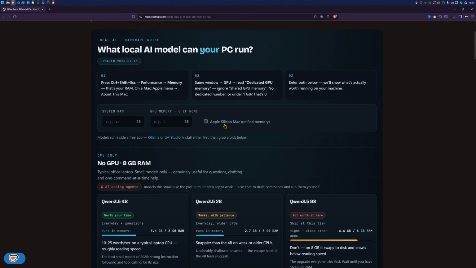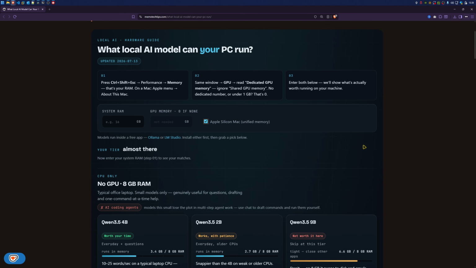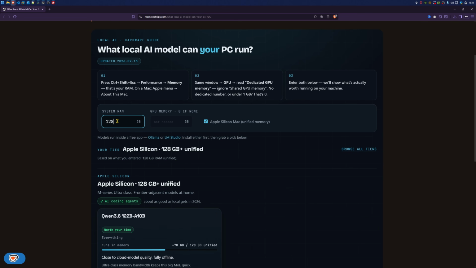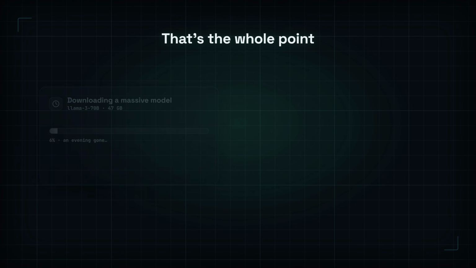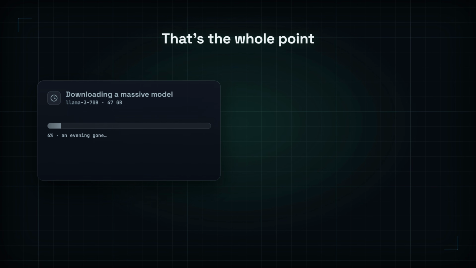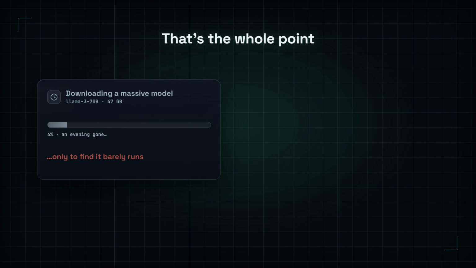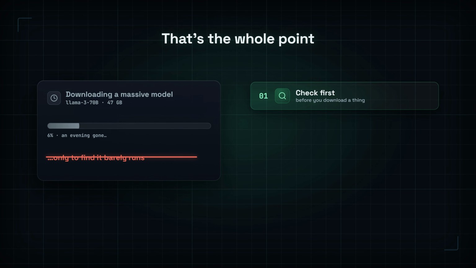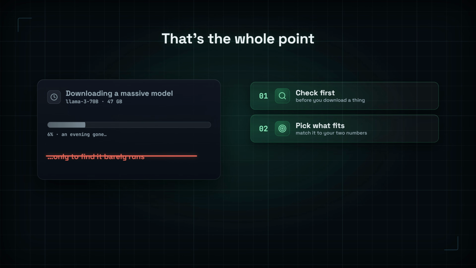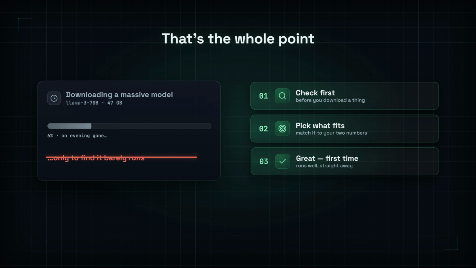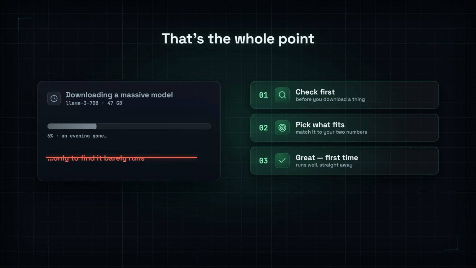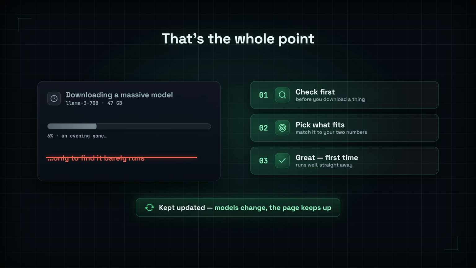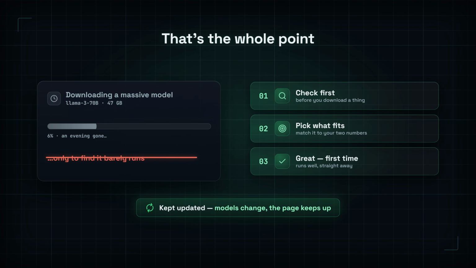And if you happen to be on an Apple Silicon Mac, you can just tick this little box and it instantly filters down to the models that actually make sense for your machine. And that's really the whole point of it. Nobody should have to waste an evening downloading some massive model, sitting there waiting for it, and then finding out it barely runs. So you can check first, then you pick something that actually fits your machine, and you get a good experience the very first time. And because these models change so often, I'm keeping that page updated, so the picks will stay current.